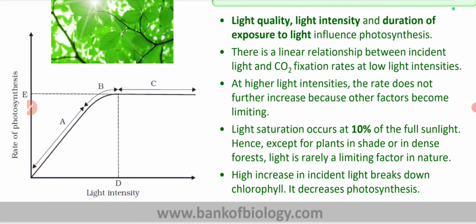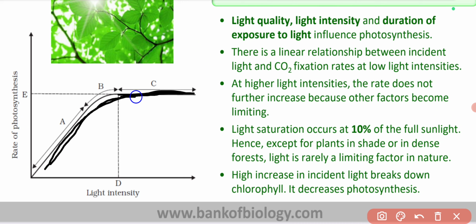As you can see, as light goes up, the rate of photosynthesis rises, then at a point the curve becomes parallel to the axis. Why? Because other factors also need to be available. If more light is coming, it requires water also. That's why it then becomes a parallel line.